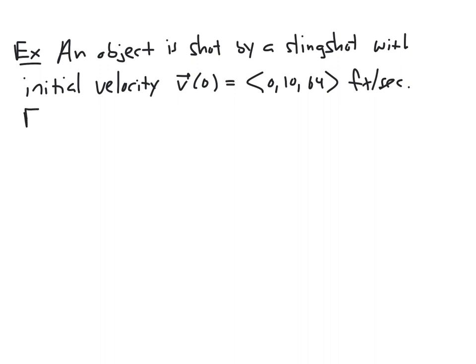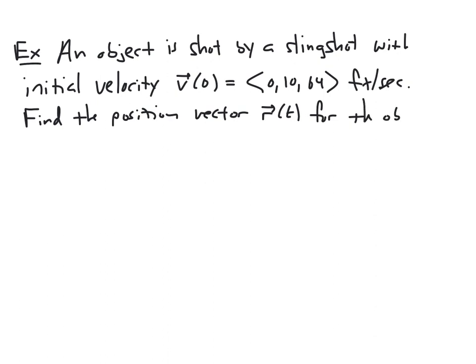So what we want to do with this information is find the position, the position vector, r of t, for the object. And this is at all times t, not just at a particular time. And so what we need in order to do this is a couple other pieces of information.